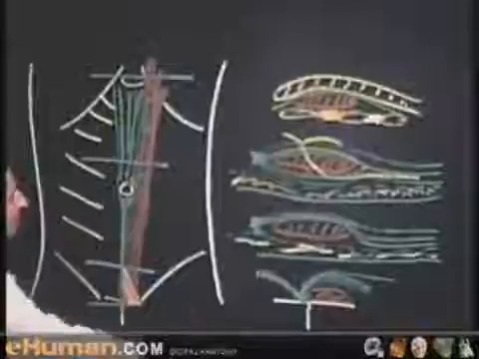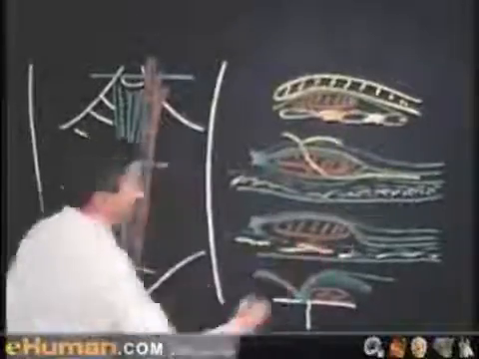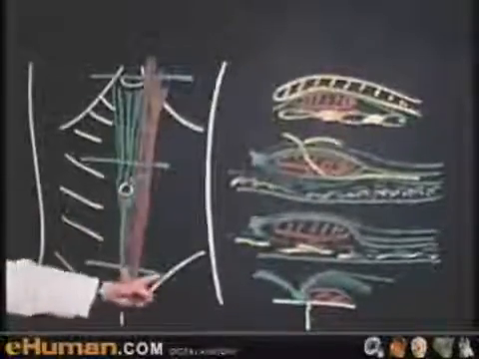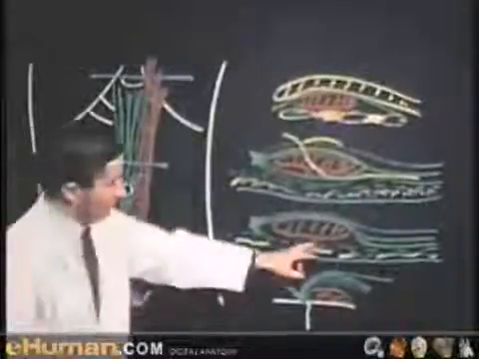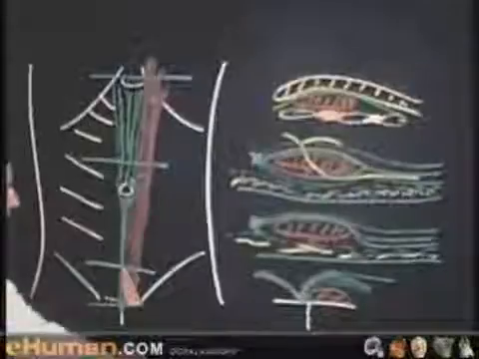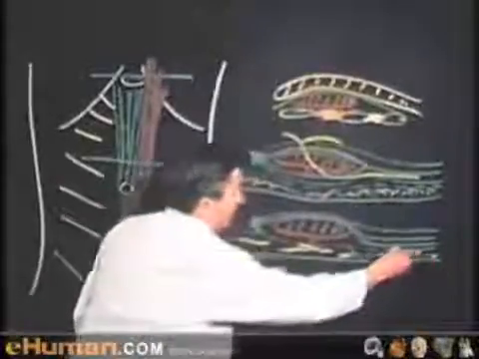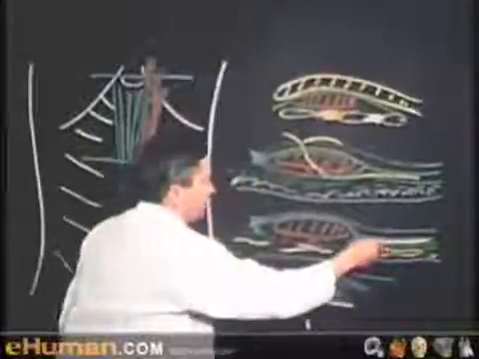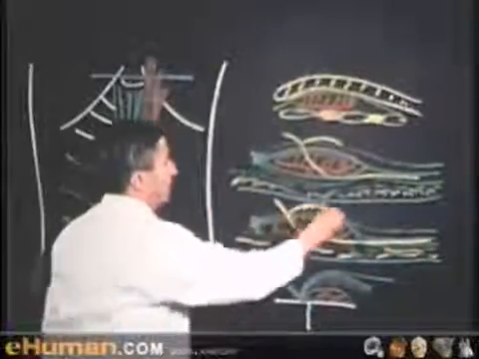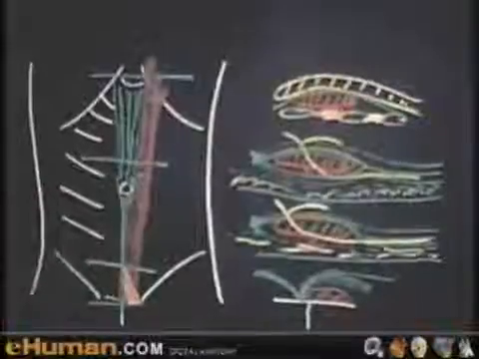Now, for sake of completion, we should put in here the inferior epigastric artery rising from the external iliac and passing up into the rectus sheath. And we can again show the nerve supply to this muscle coming in, coming through, and dividing up in that way.